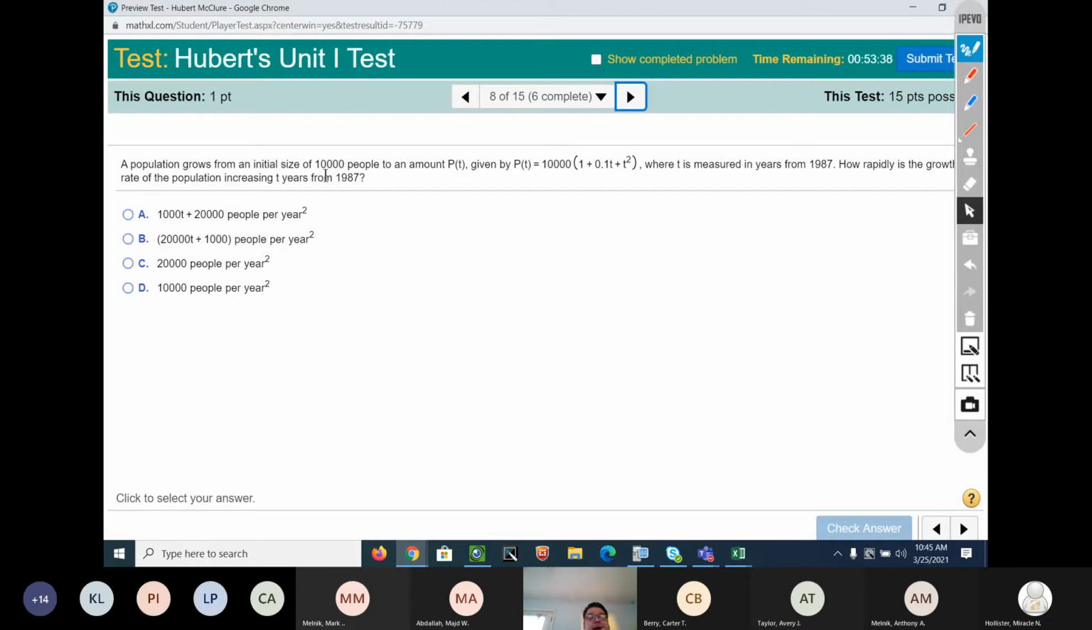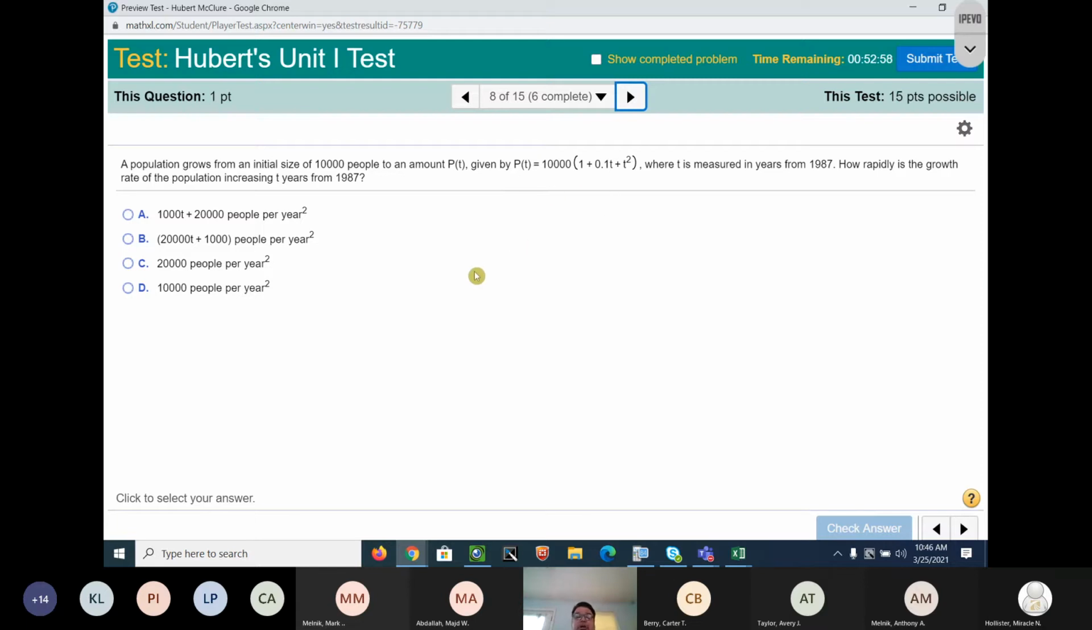Population grows from an initial size of 1,000 people to an amount P of T given by this formula, where T is measured in years. So x is years and y is growth. Okay? So what do they want you to do? How rapidly is the growth rate? So that means either take the first or the second derivative. That's what I think.